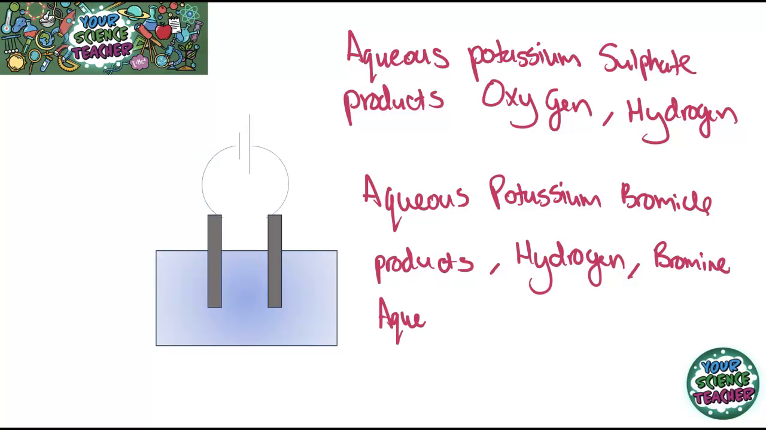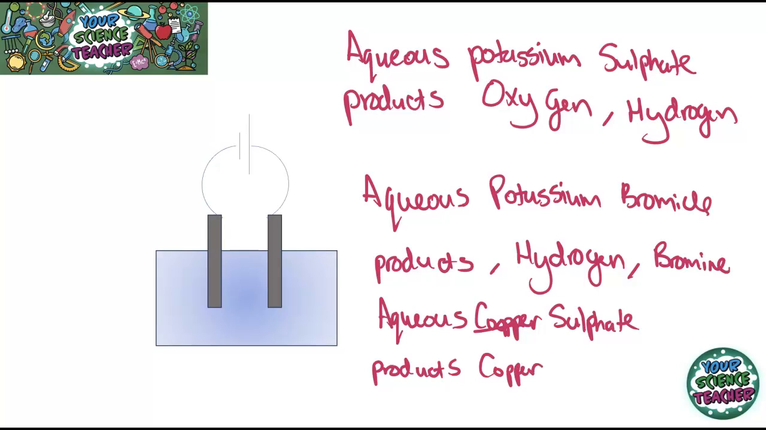And I'll just go through one more just so that we've got it. So let's see, aqueous copper sulfate. Here I've got an unreactive metal in copper, so I'm going to make copper as my product. And as my other one, I'm going to make oxygen, the reason being that sulfate is not a halogen.